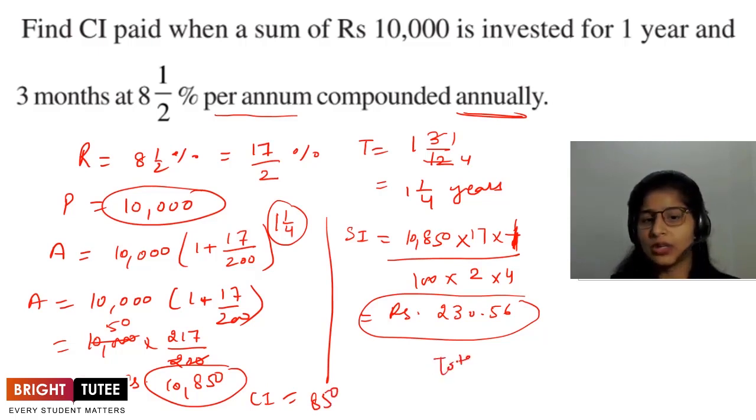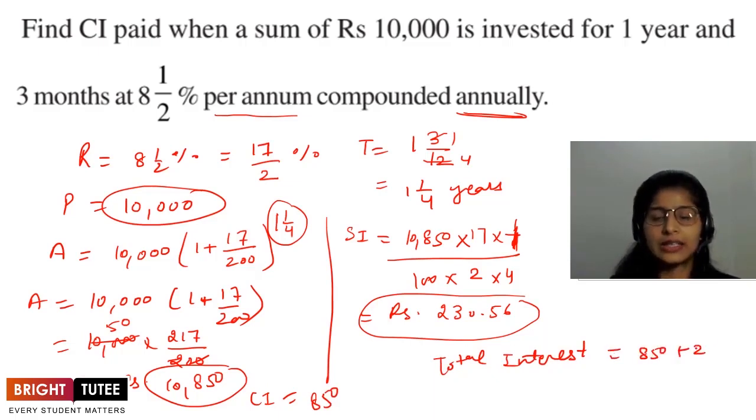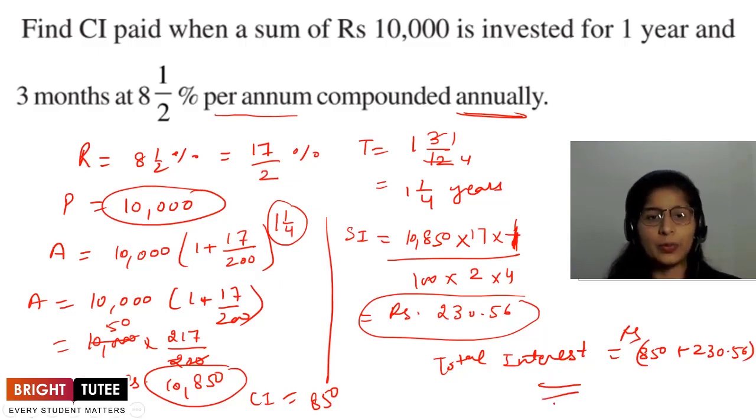So can we find out the total interest? Yes, definitely. We know for one complete year it is 850, and for the other 1/4 of the year, it is 230.56. This will be the total interest that you have to pay, compound interest, if it is compounded annually and the time is 1 year 3 months.